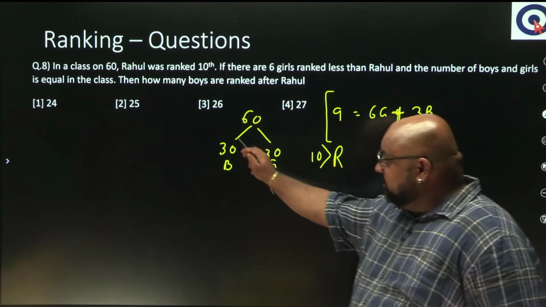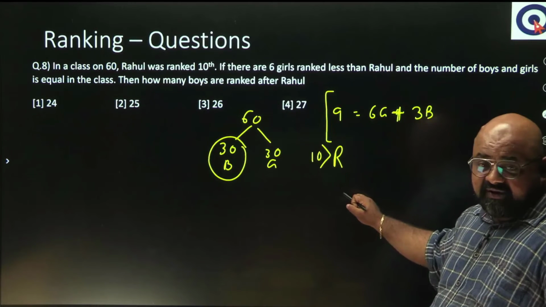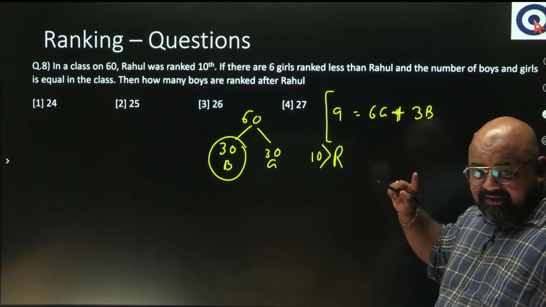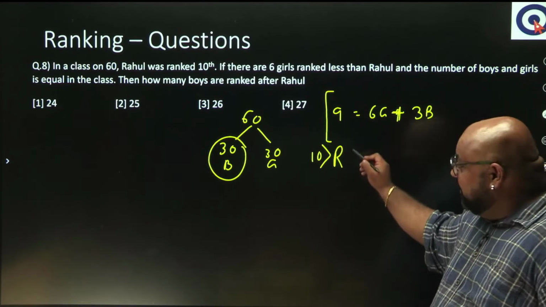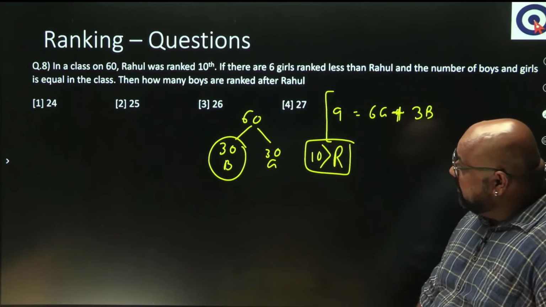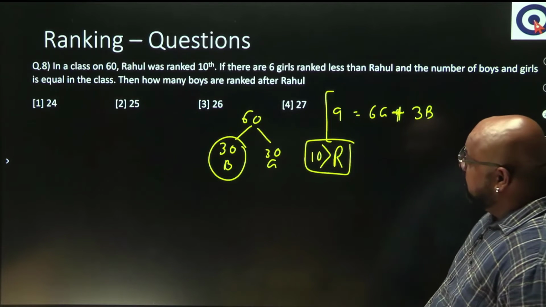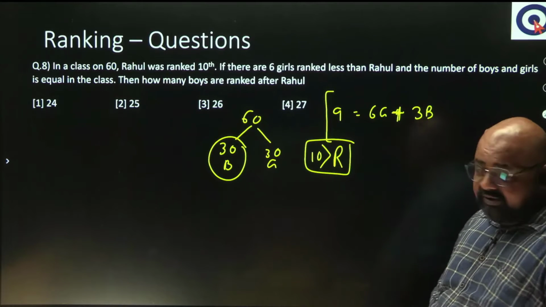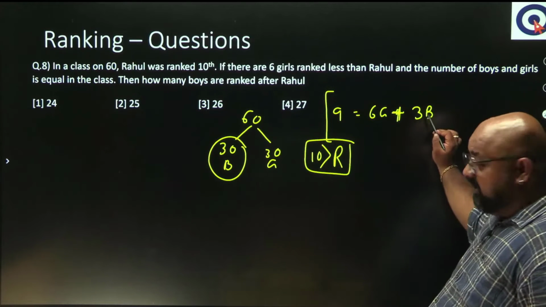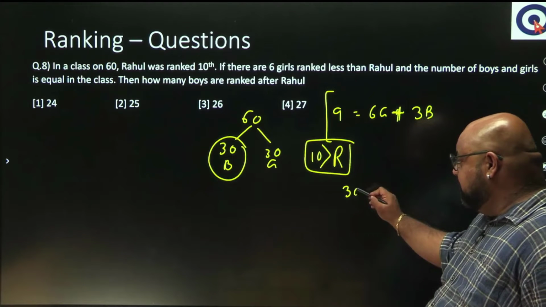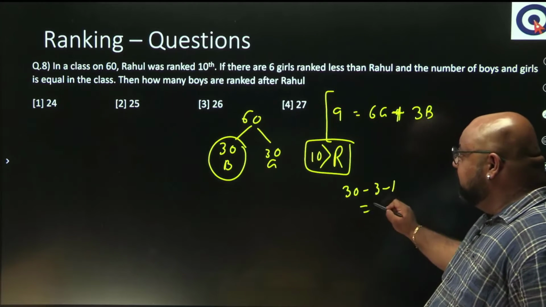And we know that there are 30 boys. So how many boys after Rahul? Not 27. That is the first thing that comes to mind, 30 minus 3. But Rahul also happens to be a boy. That should have been written in the question. It does not really specify, but assuming that he is a boy, 3 boys in front of Rahul, 1 is Rahul, and therefore the number after Rahul will be 30 minus 3 minus 1, which is 26.